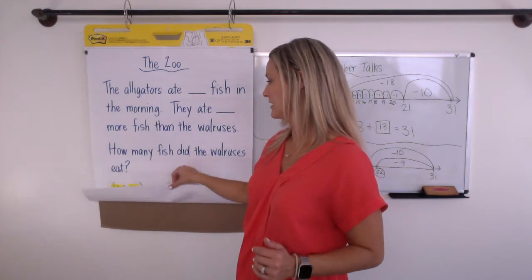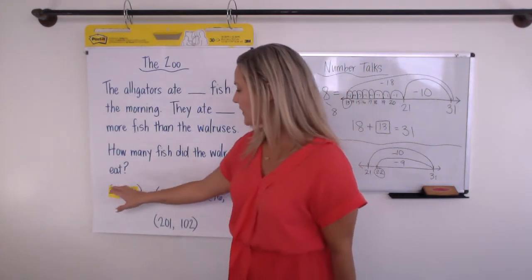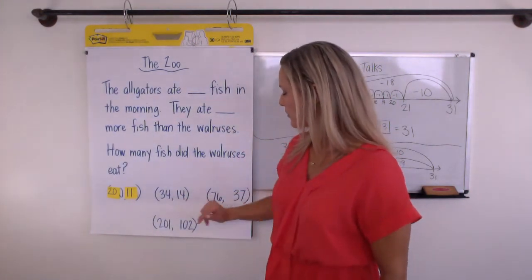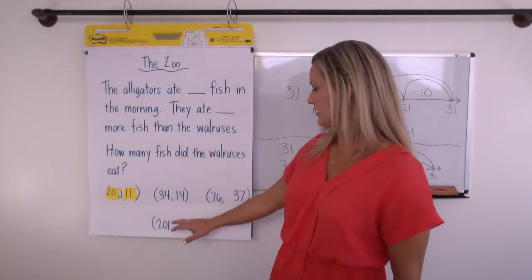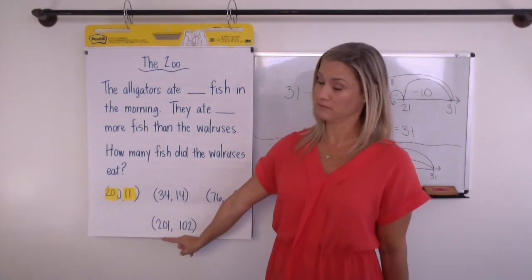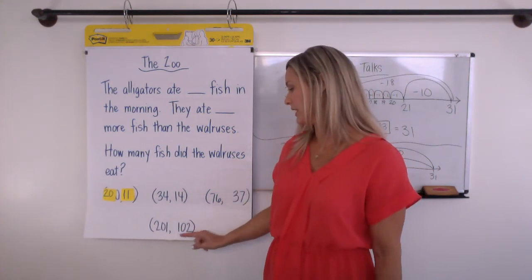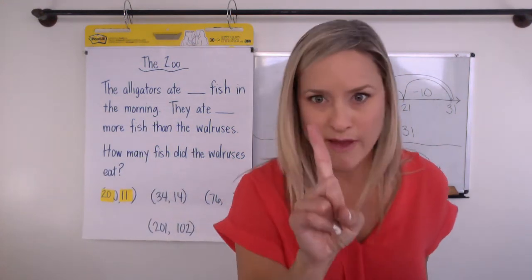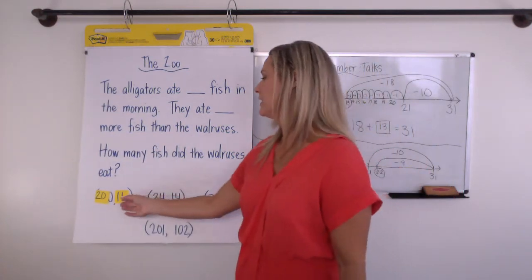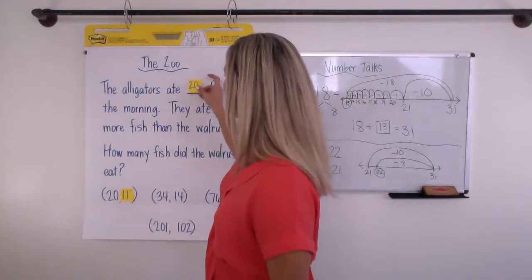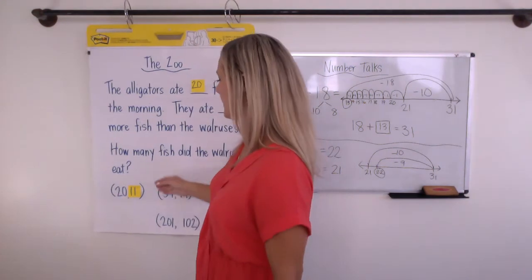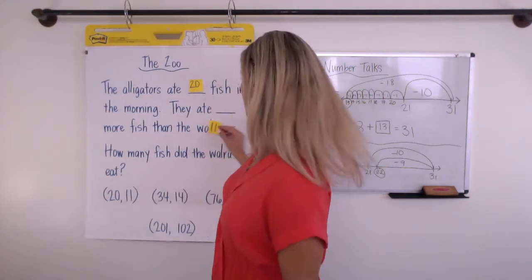All right, let's try it out with some number sets. You've got 20 and 11, 34 and 14, 76 and 37, or if this is your just right number set, you may choose 201 and 102. But make sure it's your just right number set, not your brothers or your sisters or your moms or your dads or your BFFs. Your just rights.